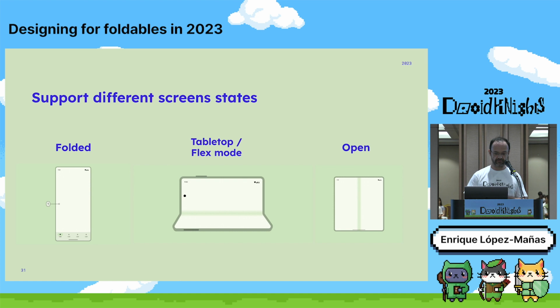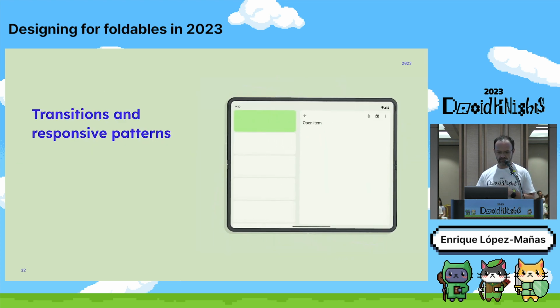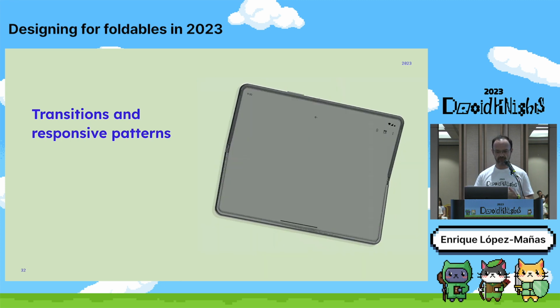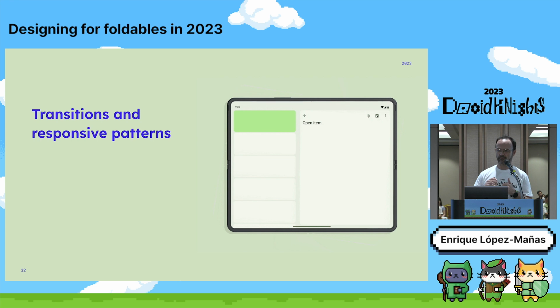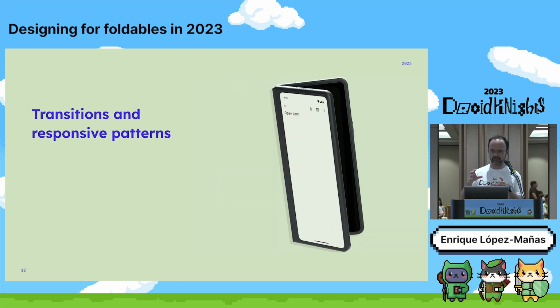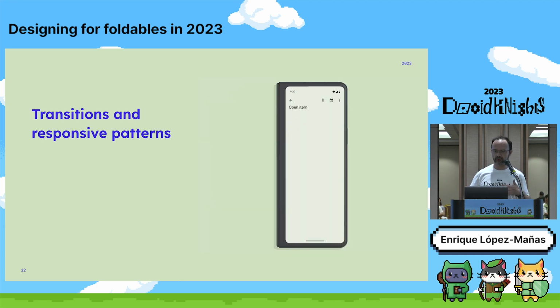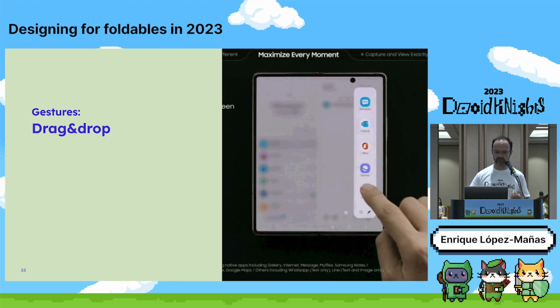Now we need to support different screen states: the folded one, the one that is closer to a regular device, the flex mode, the one that translates into watching videos or making video calls, and the open or book mode. Now, we need to provide smooth transitions and responsive patterns. What happens when we are changing the configuration of our device? We need to move maybe from a static layout into supporting a list view and a detail view, and this needs to happen with animation and smoothly, so for the user it's a pleasant experience.